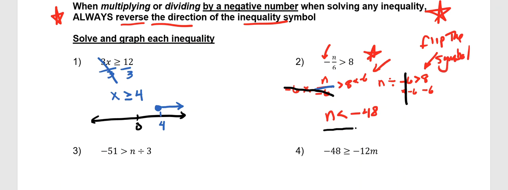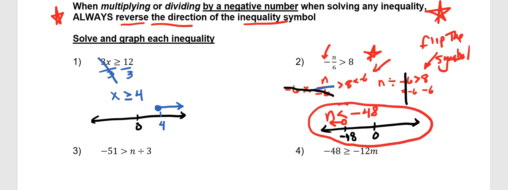So all we're left to have to do from here is graph. I didn't give myself a lot of room for graphing, so I'll try to squeeze it in with an open circle. And because our inequality symbol flipped around, we're going to go to the left with our final answer.